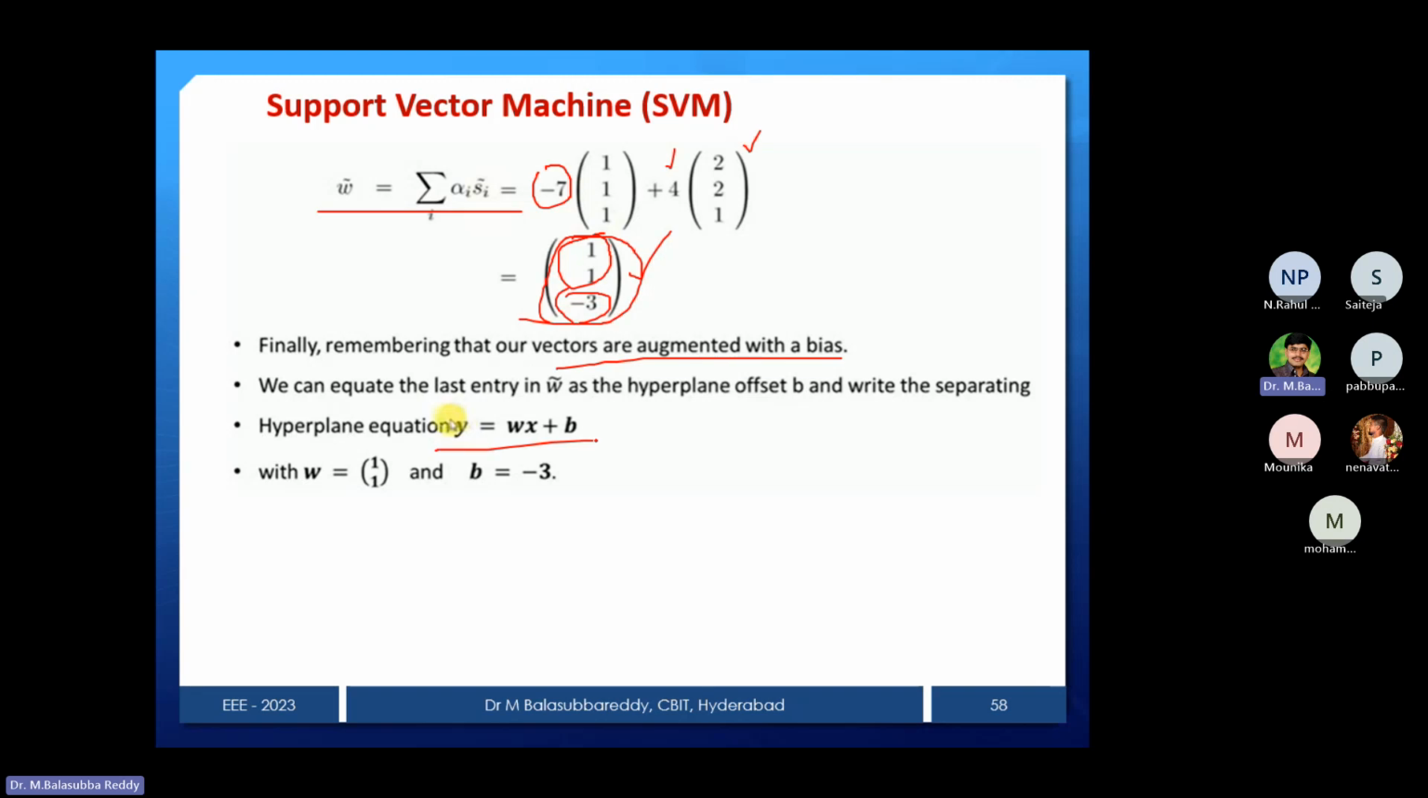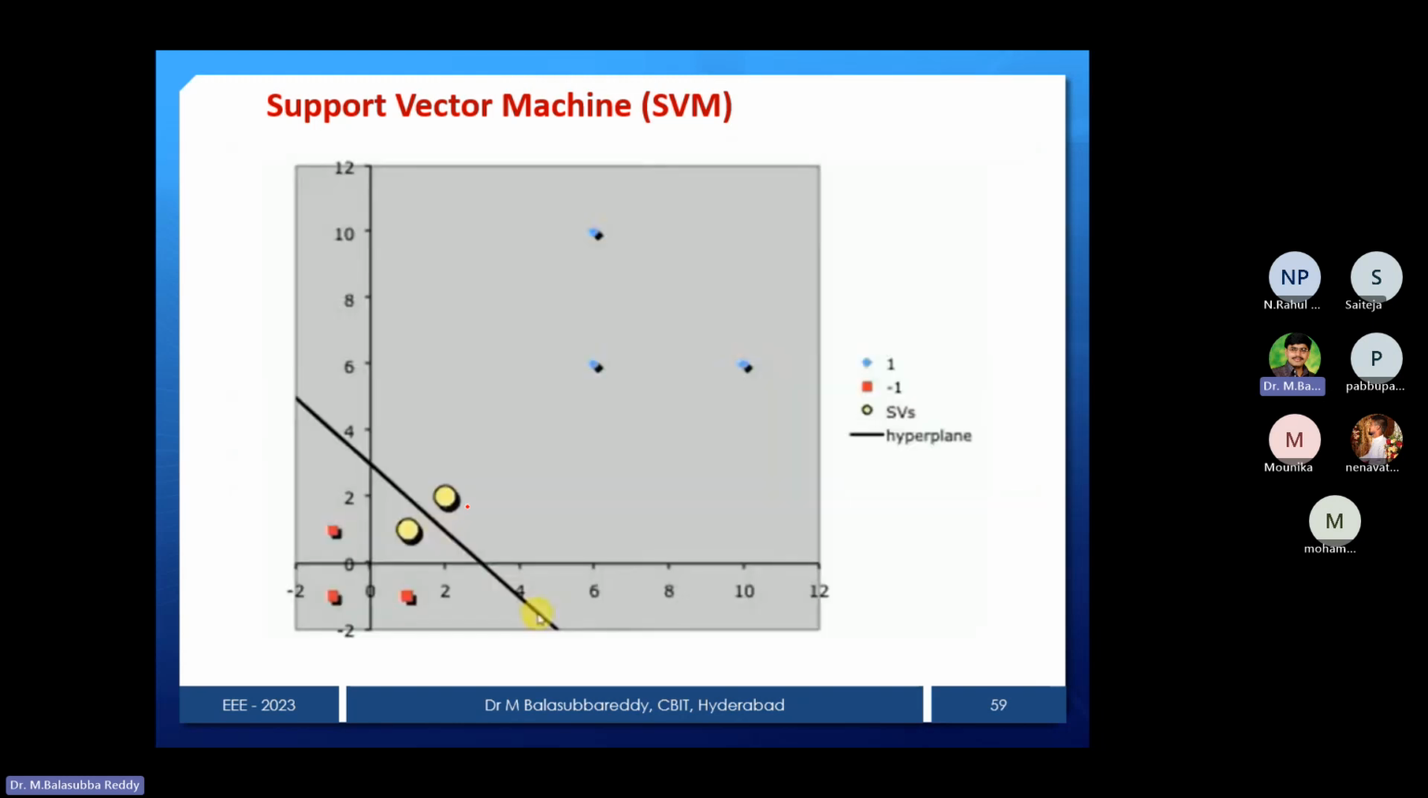Y is equal to Wx plus b. W is the weights, there is a first weight and second weight, that means for the x1 and x2 points. And the bias will be -3. Now we have the W vector as well as the bias. Bias of 3 means it is going to cut the axis at 3, and 1, 1 means the slope is 45 degrees. This 1, 1 line is going to cut at 3. You can see this is the 3, so it is cutting at 3, 3.